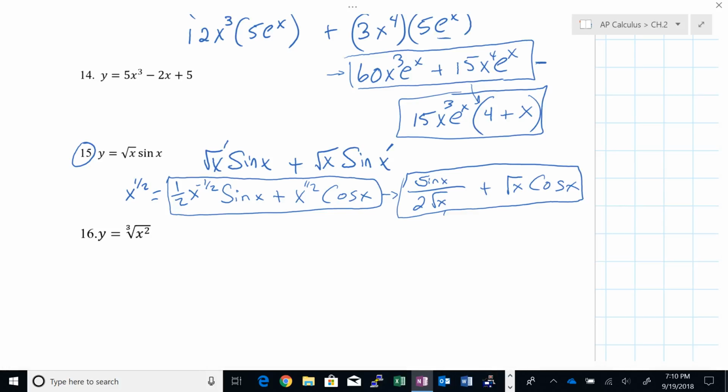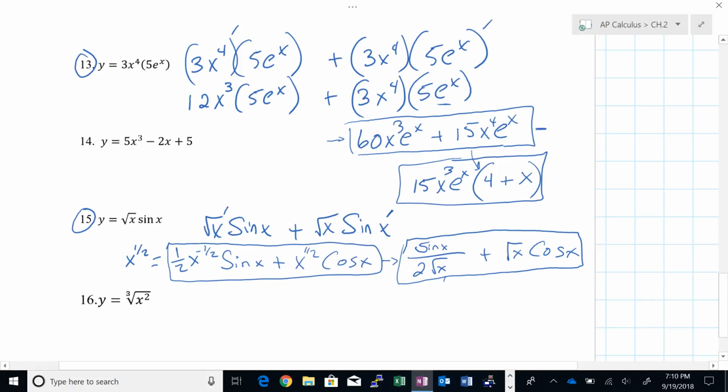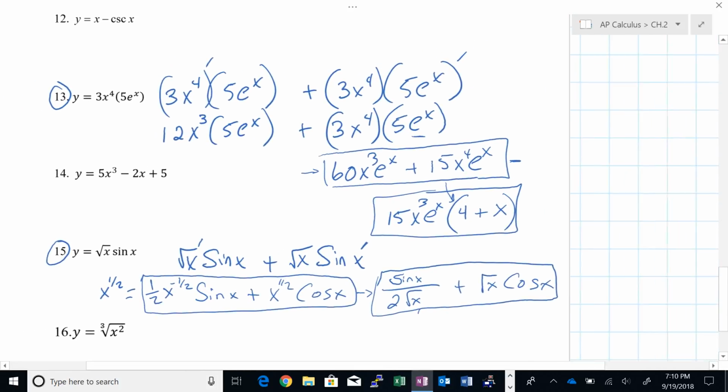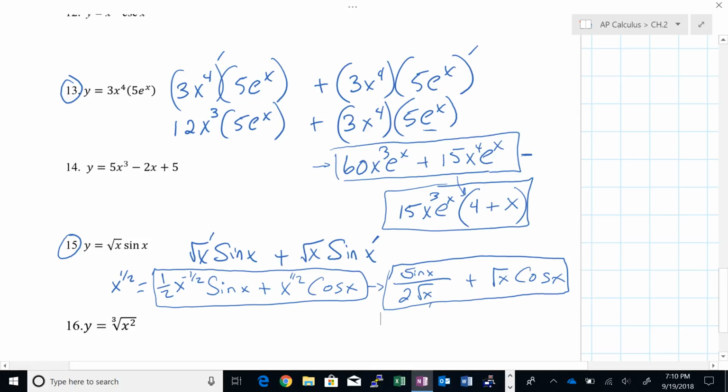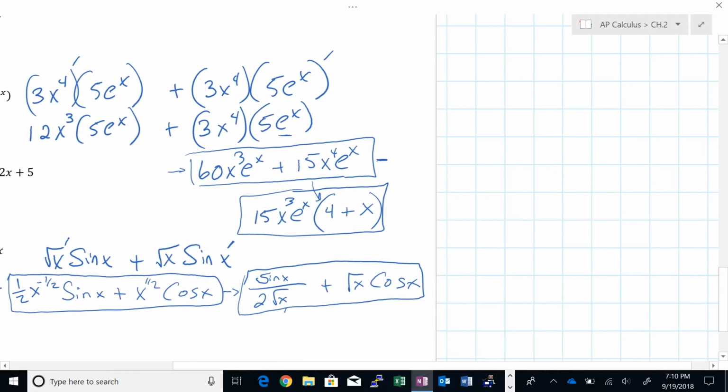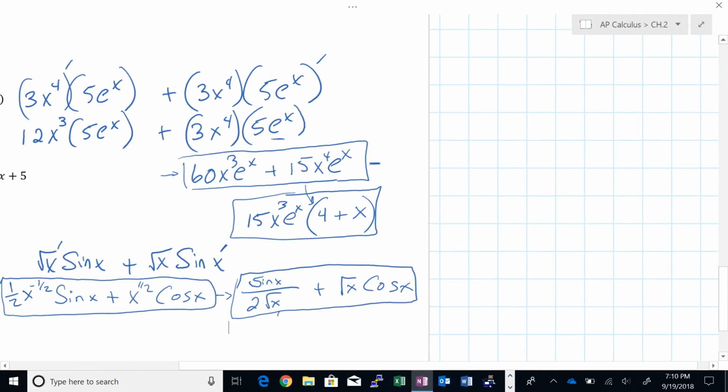For 13. Can we get 15 out first? Oh, I got you. I'm sorry. I get what you're saying. Yep, absolutely you can do that. So I'm going to erase 13. Well, I won't erase 13, but let's bring it over here. Here's 13.